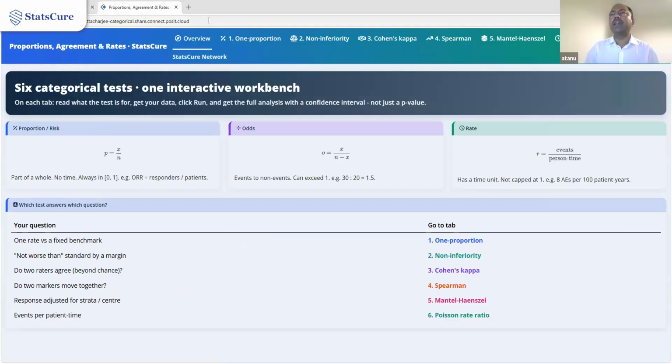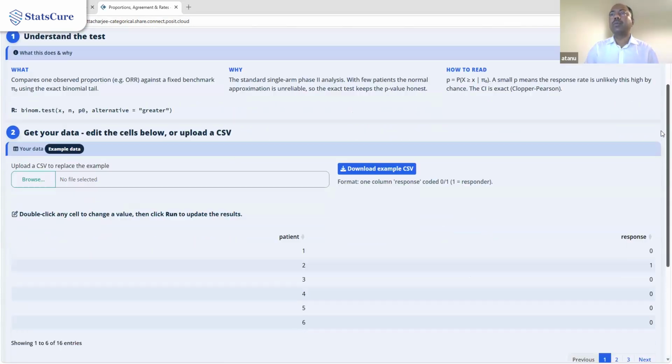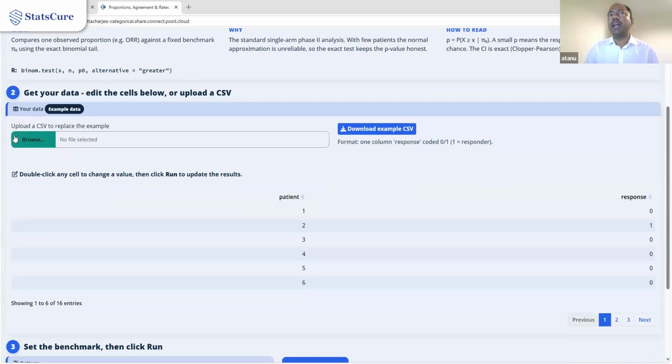So this is publicly available. You can check this link and open it at your place. For a simple one proportion test, this dashboard gives you two options. You can upload your Excel file by browsing, or you can save your Excel file as CSV and upload it, and you will get the result. Other than that, you can also edit the responses here from your own data sets, and definitely get the result.